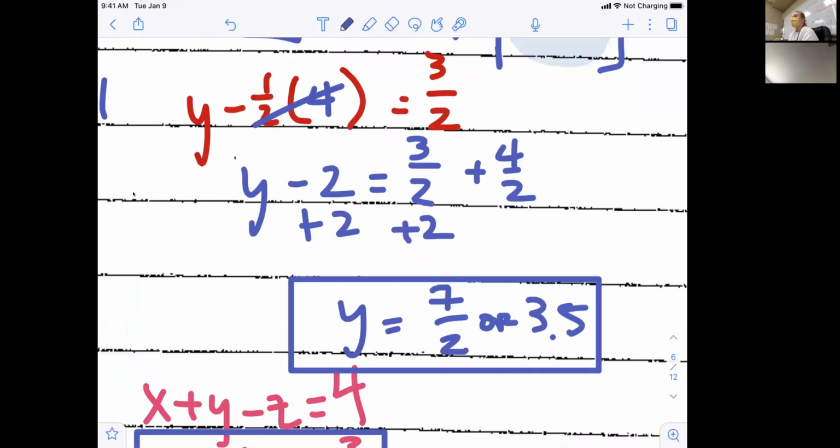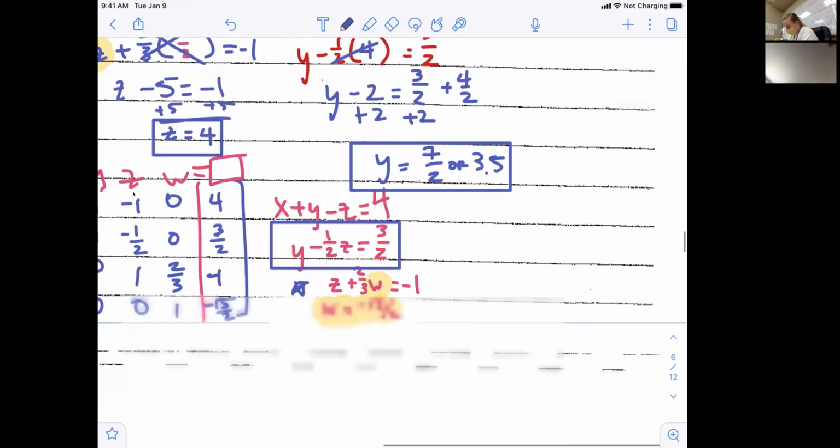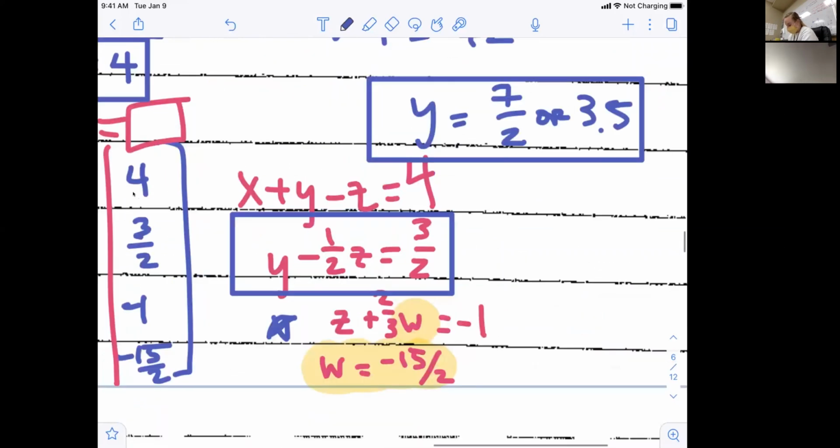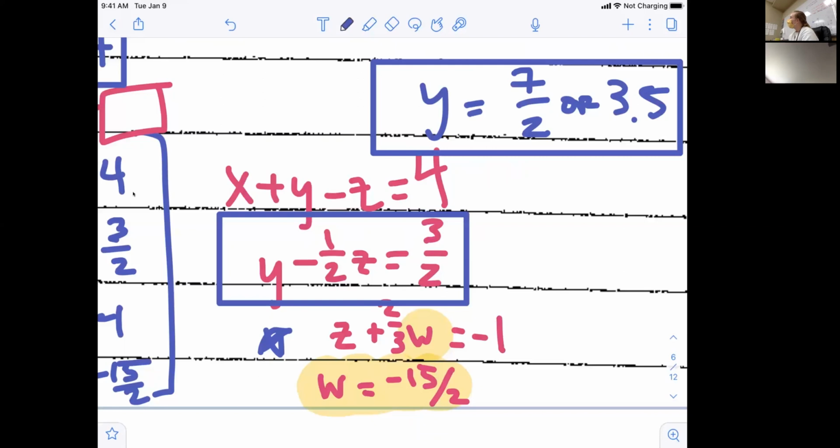Is that what we had Y to be when we did RREF? All right, things are looking good so far. I got one more. The last one is X plus Y minus Z equals 4. So I could put Y as 3.5 or 7 over 2. And Z is going to be 4. And we're going to find X.